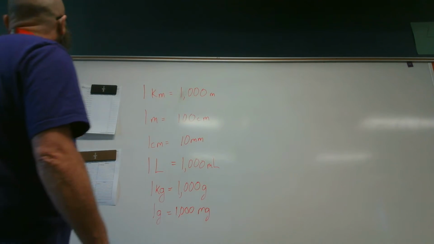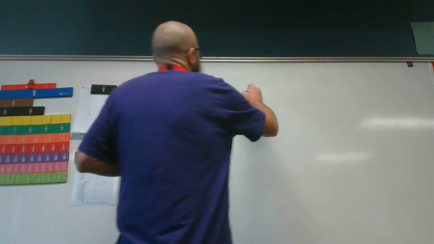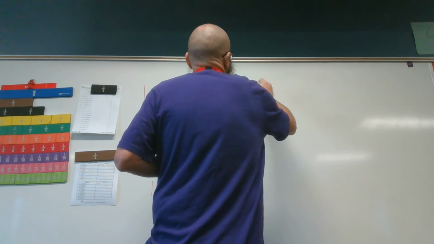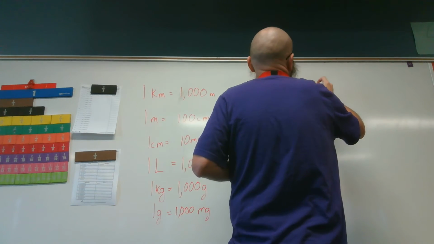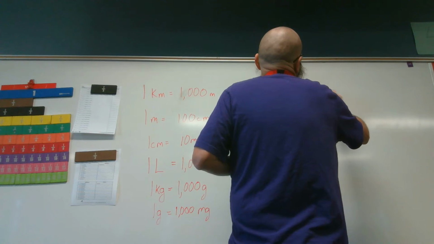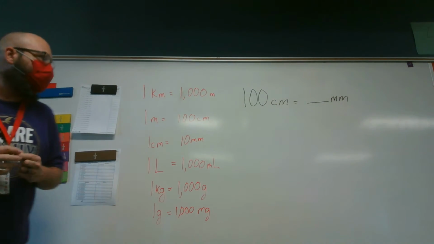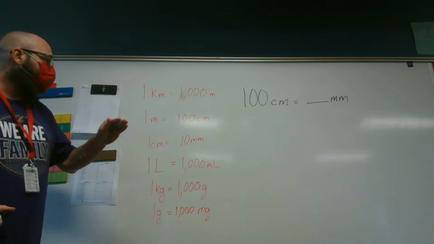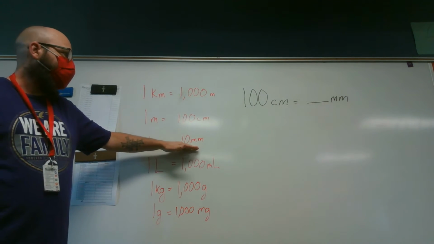Let's take 100 centimeters equals blank. We'll start easy. Millimeters. 100 centimeters equals blank millimeters. So if we go over here and we see that 1 centimeter equals 10 millimeters.